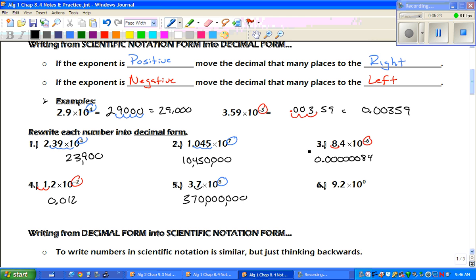370 million. Okay? Just remember that scientific notation is just a way that scientists use to talk about really, really big numbers and really, really small numbers without having to write down all those zeros. Okay? And then finally number 6, 9.2 times 10 to the 0 is just 9.2.